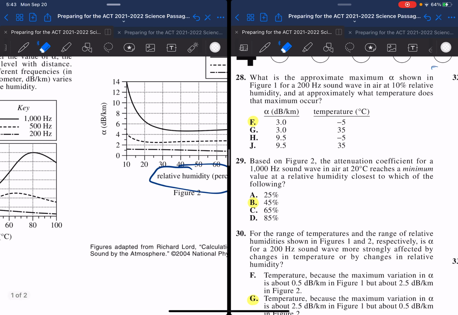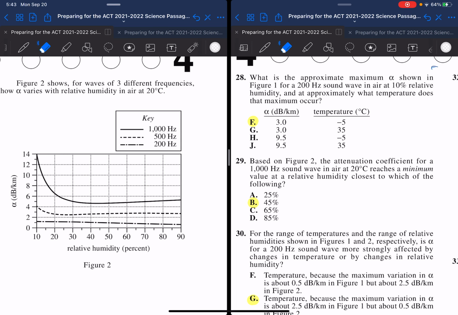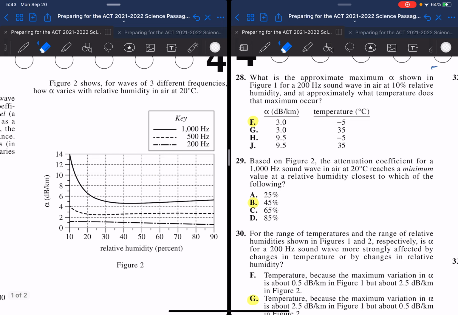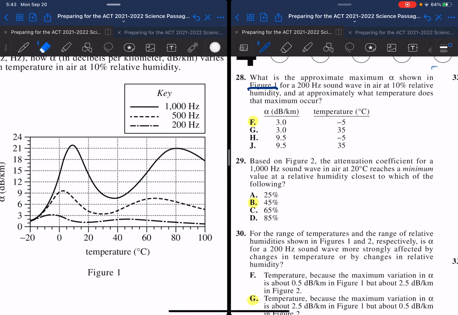All right, so question 28 says, what is the approximate maximum alpha shown in figure 1? So right off the bat, when they give us figure 1, they're telling us, all right, here's where you're looking. For a 200 hertz sound, so that means we're looking at this sound wave in air temperature at 10% relative humidity. Well, we already said that it has a 10% relative humidity. We already know that. So this right here in the problem is meant to mess you up.